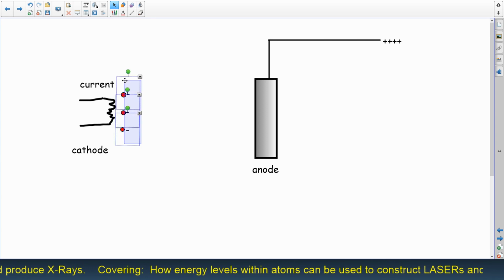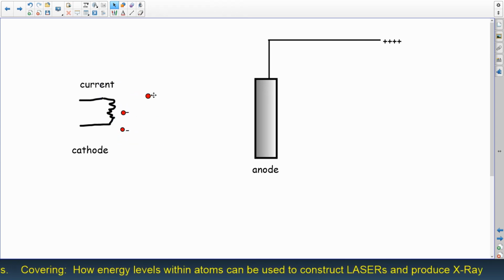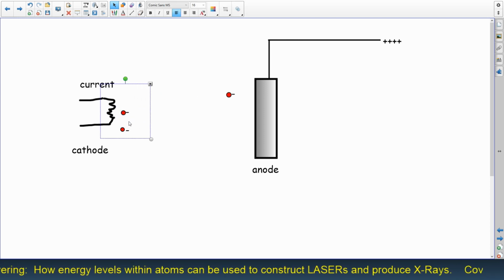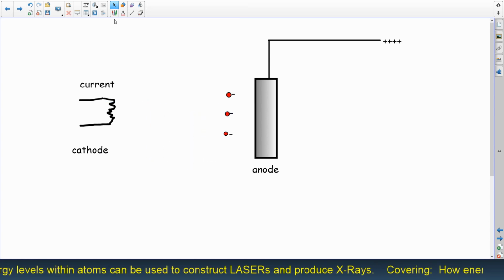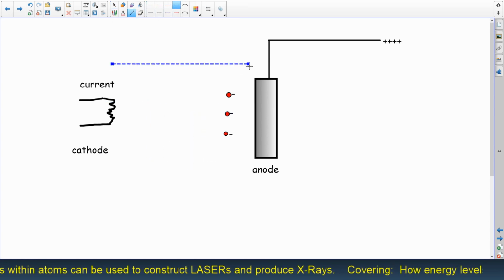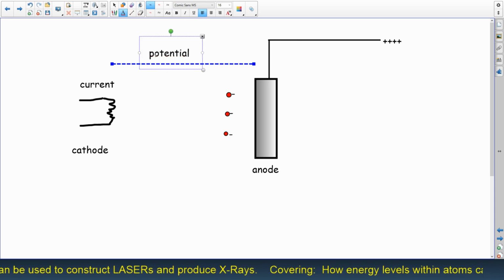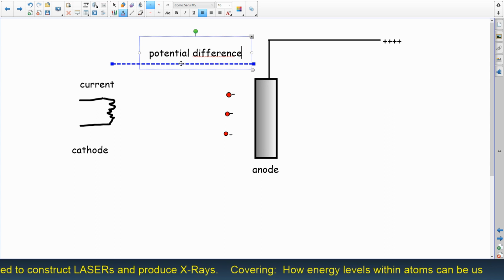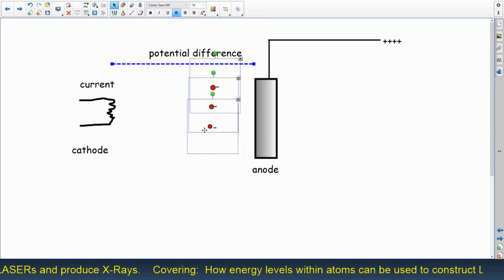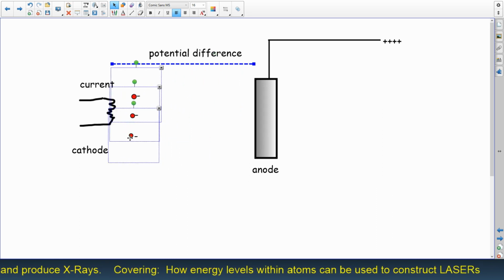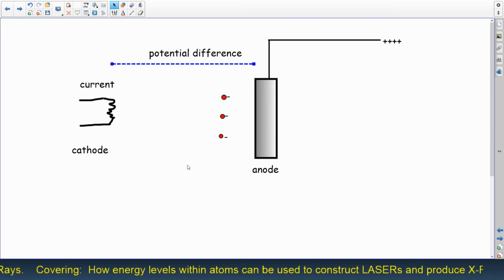Now, remember that negative repels negative and positive attracts negative, so our little electron is going to accelerate across this gap. And how much it's accelerating depends on the voltage or the potential difference between these 2 points here. Okay, so there's a potential difference. Okay, and that is the energy per coulomb of electrons. Okay, so we can actually work out how much energy is being given to every particular electron. And now do you see where we're going?